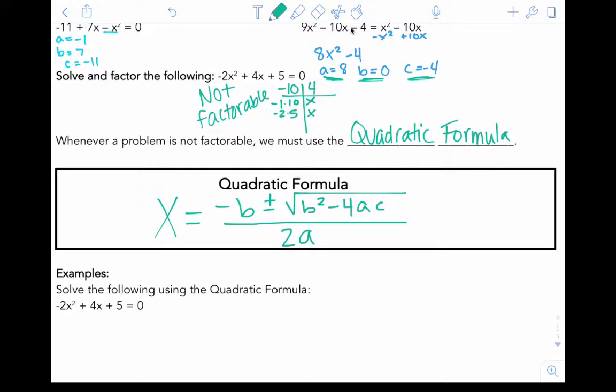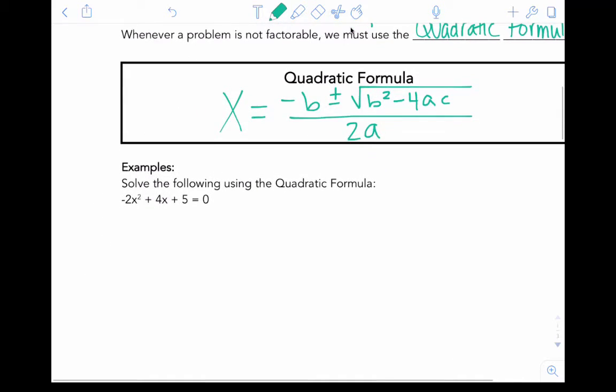And so you're going to sing that over and over again to yourself until you have this memorized. So now we're actually going to solve problems using this quadratic formula. And once again, until you have this memorized perfectly and you can say it in your sleep, I want you writing it out for every single problem.